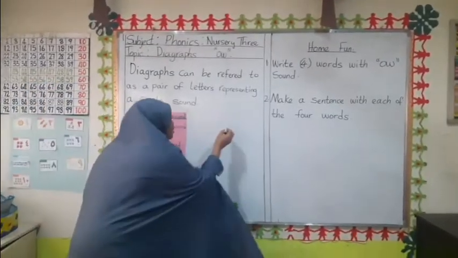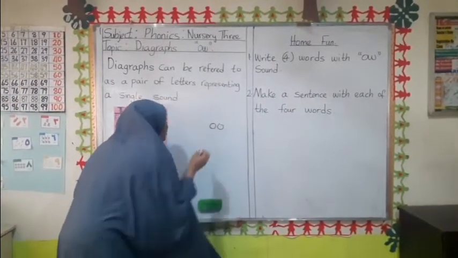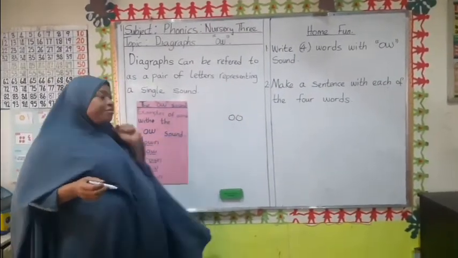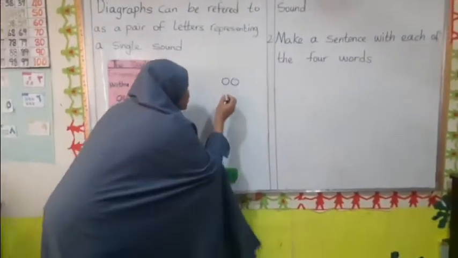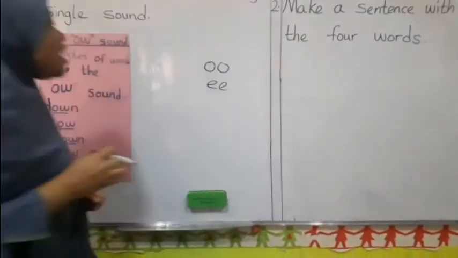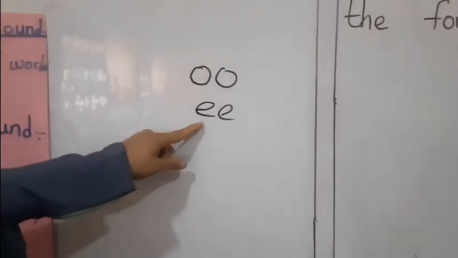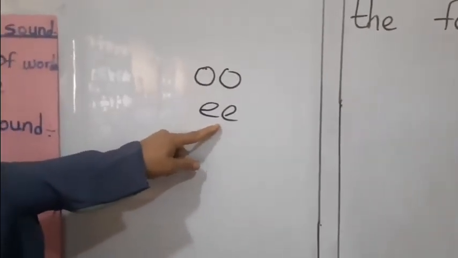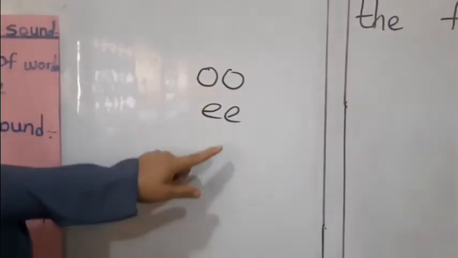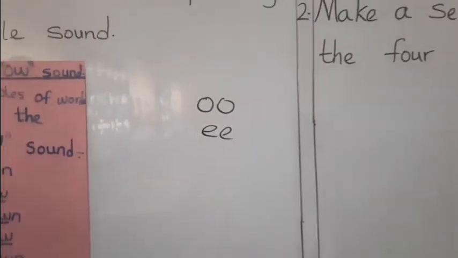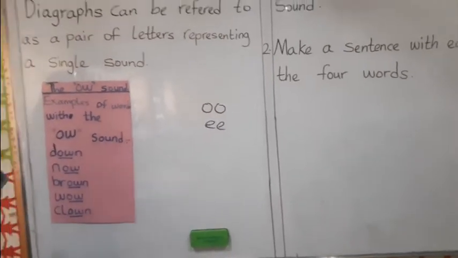Mashallah. So let me give us some examples of digraphs of the ones we've treated in the past. We talked about the double O sound. This is a good example of a digraph. The double E is also another good example of a digraph, and the sound for the double E is E. This is U. This is E. So I think we'll stop there for more examples. We'll talk about more examples as we move on.